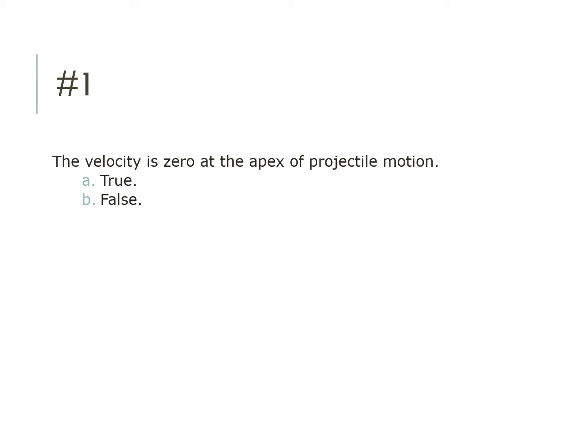So for our first question, it's a true-false question. It says the velocity is 0 at the apex of projectile motion. So first we should think about the definition for velocity. We have Vx i hat plus Vy j hat. So this is the definition for velocity, and we need to consider the x component and the y component as well.